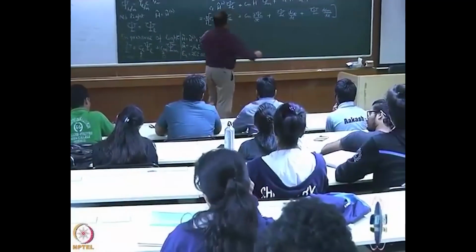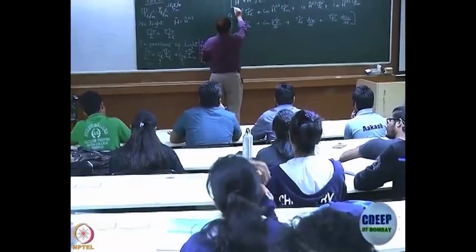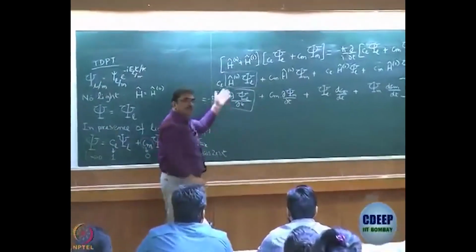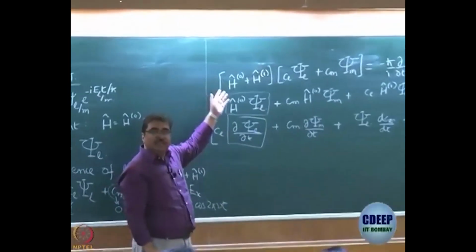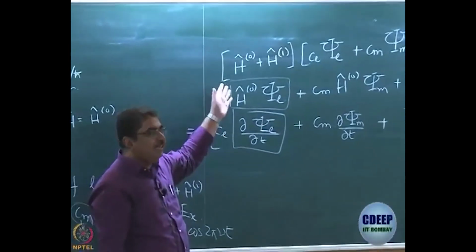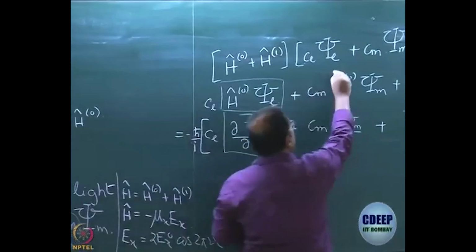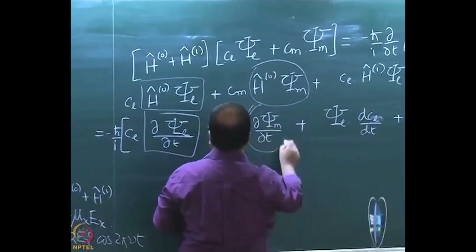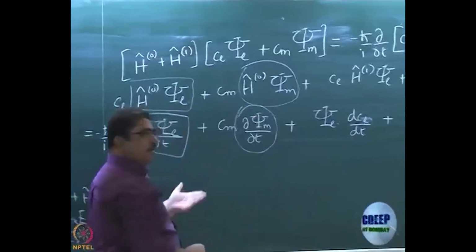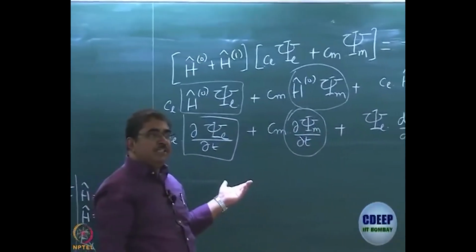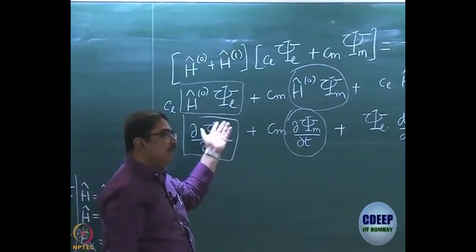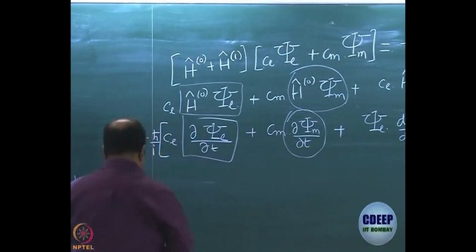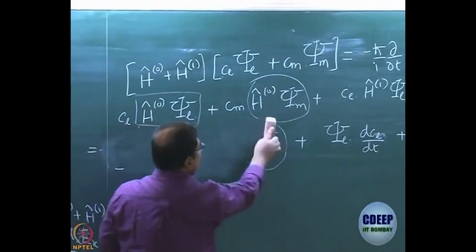Okay. Now what happens? Look at this term and look at this term, they are actually equal to each other. That is your time dependent Schrodinger equation for capital psi L. Look at this term and look at this term, time dependent Schrodinger equation for capital psi M just multiplied by Cm. So they cancel off. Okay. We are left with, do not forget that H cross by I.